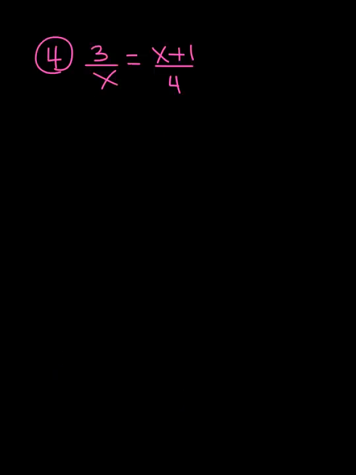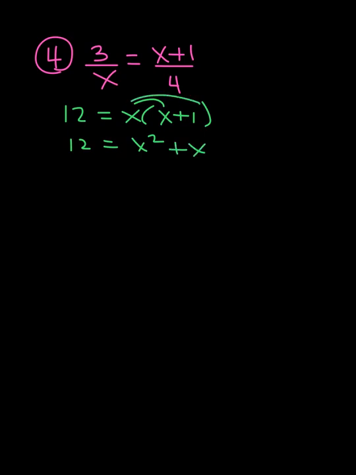In number 4, I'm going to take 3 times 4, which gives me 12. And then I have x times x plus 1. So I have 12 is equal to, and x times x gives me x squared. Remember, I'm going to add the exponent. And x times 1 gives me x. Now at this point, my highest power is a 2.